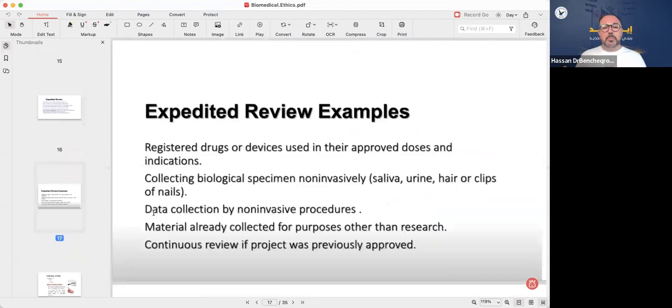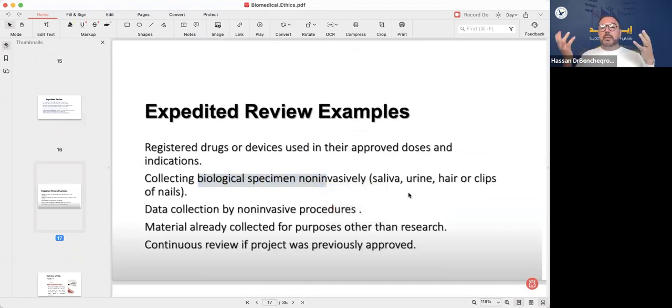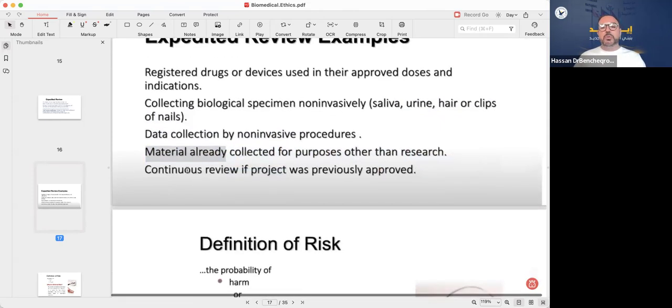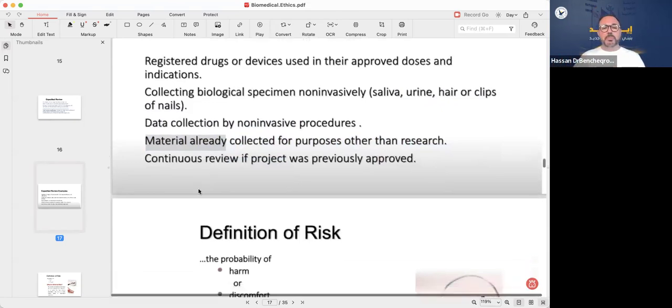So, like for example, لو في blood pressure device that I'm trying something new in it, ولو في biological specimen, saliva, urine, there is no risk to the patients themselves, ولا minimal risk. لو في data collection, I just want to review the medical files of the patient. Material is already collected. I already have it in my freezer. ولا continuous review of a project already done. I just want to do a long-term follow-up.